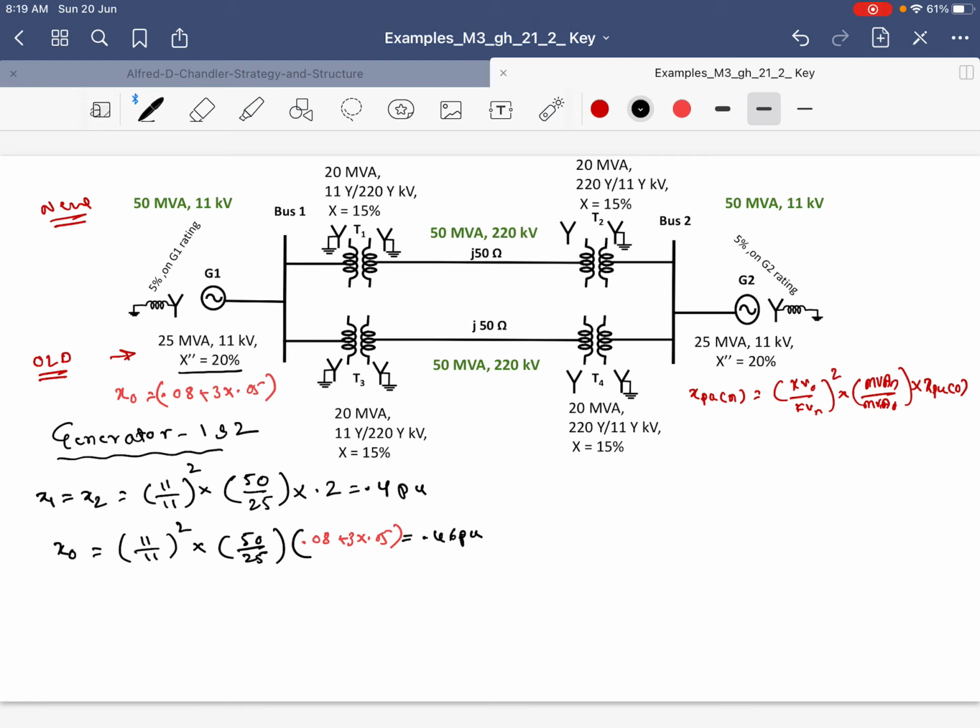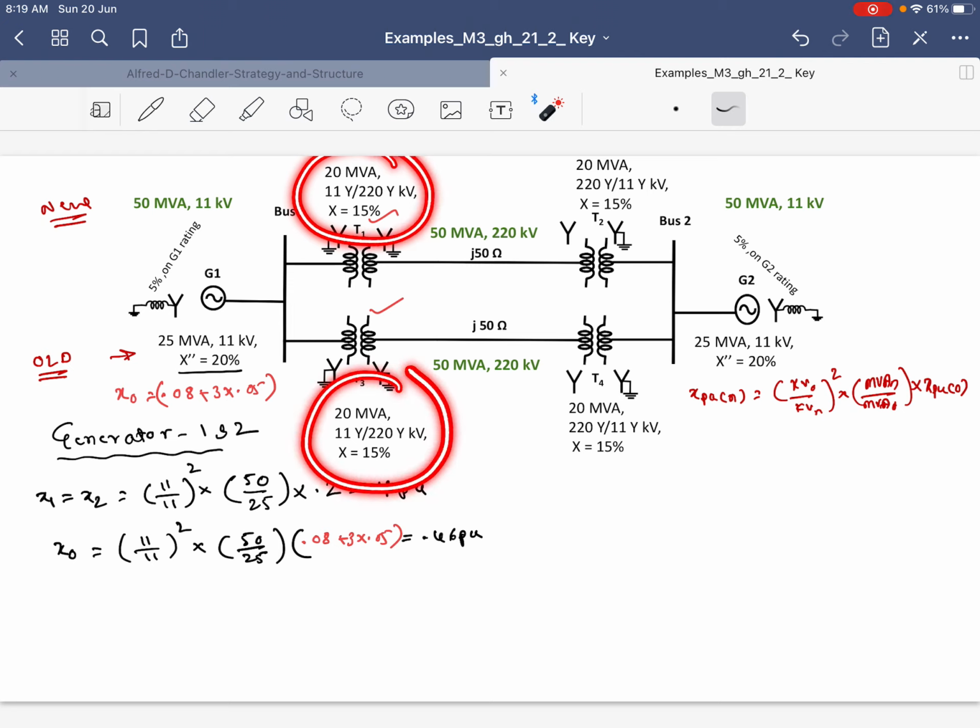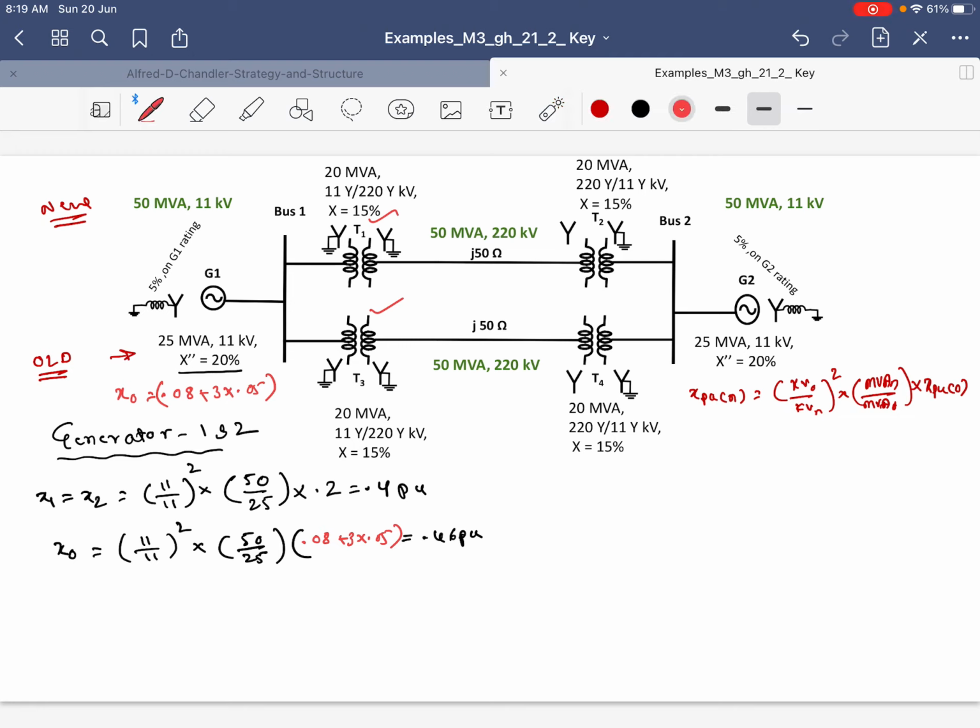Okay. Then you can take now the transformer 1, T1. That is this T1, this T1, they are same, the ratings are the same. Once again you can observe here the ratings are same. On either side the voltage is 11 kV, 11 kV, 20 MVA, 20 MVA, and X is 15%. Here also X is 15%. Therefore, I'll start with the transformer 1.